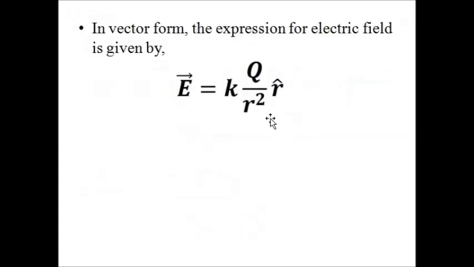Now in vector form, this vector sign comes above the E, so it becomes E vector is equal to kq by r square r cap, where r cap is the unit vector. Okay, so I recommend you to please watch the Coulomb's law video also, so that you understand these things in a better way.